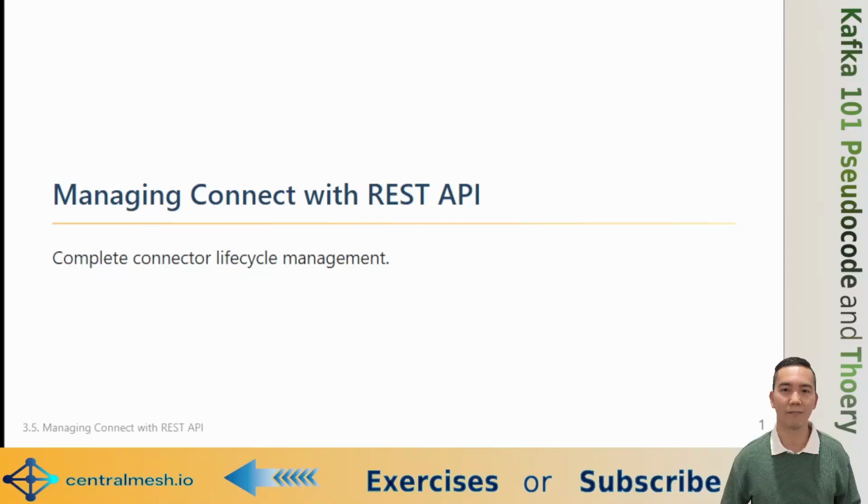So far, we have installed Kafka Connect, configured workers, and learned how to install connector plugins. Now it's time to look at one of the most important parts of operating Kafka Connect in production, the REST API. The REST API is the primary interface for managing connectors rather than manually editing configuration files or restarting workers. Almost everything you do in day-to-day operations is performed through HTTP requests.